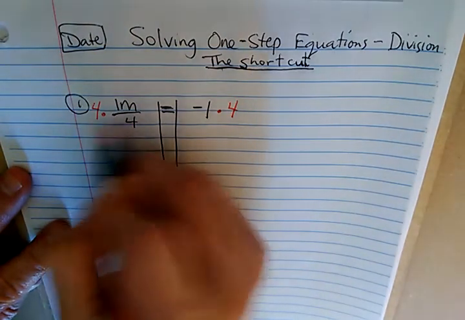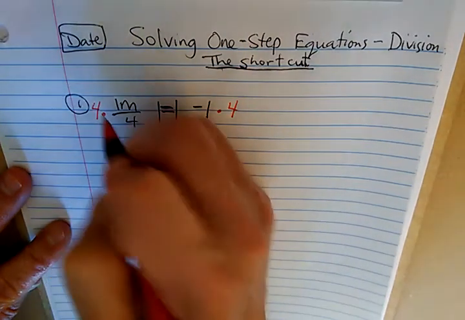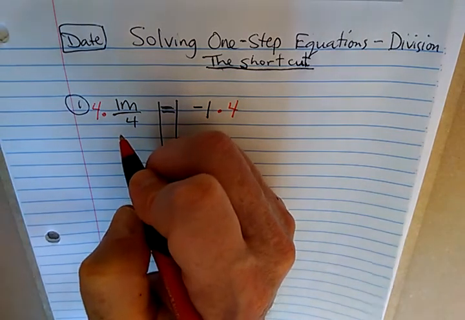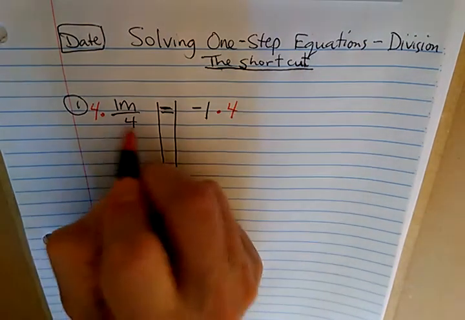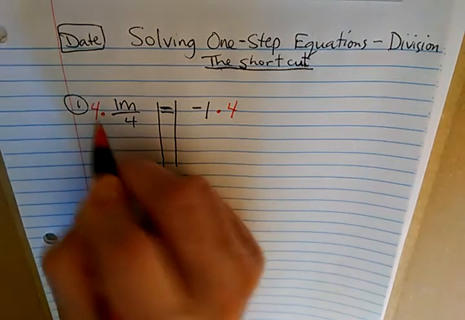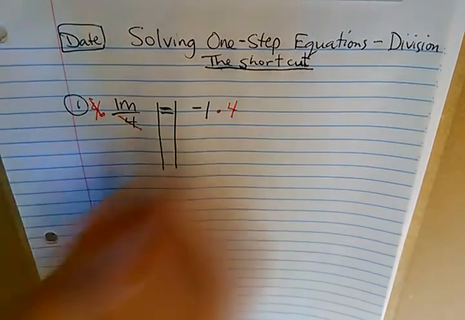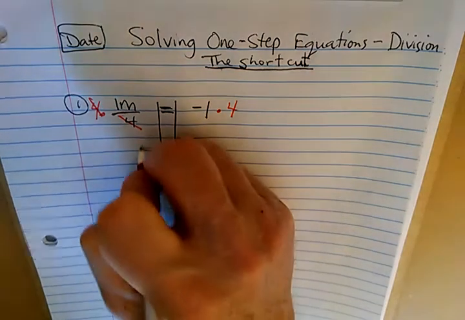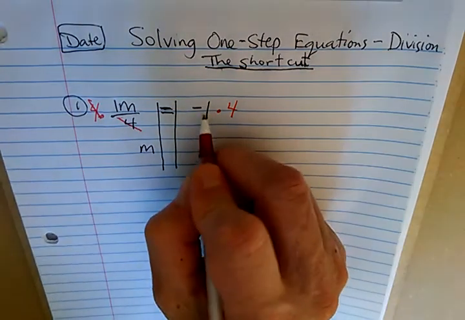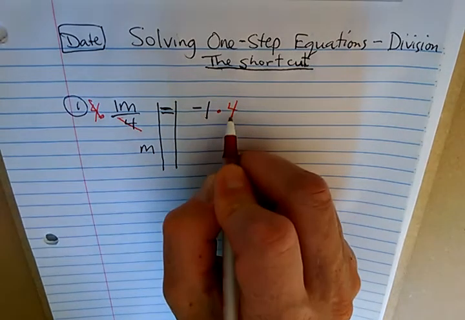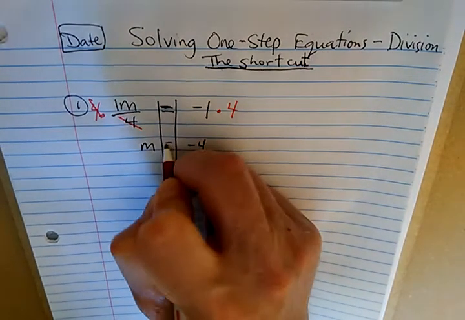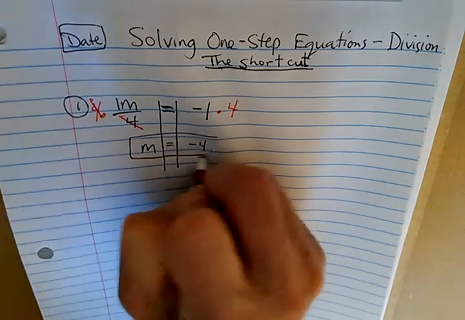Instead of doing all of the math, the shortcut is to just know, we already know from the long way of doing it, that when we multiply like this, if we're dividing by 4 and then we multiply by 4, those cancel each other out and we end up with 1m by itself. And on the other side, you have to do the multiplication. -1 times +4 equals -4. And so you're left with your answer that way.